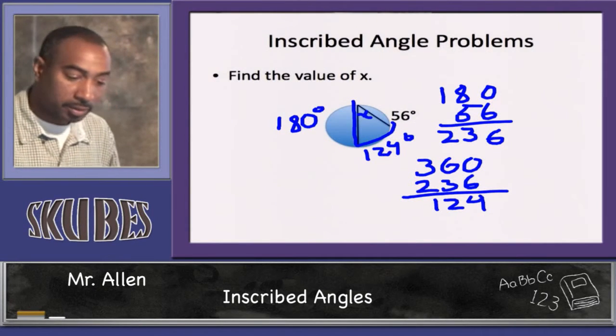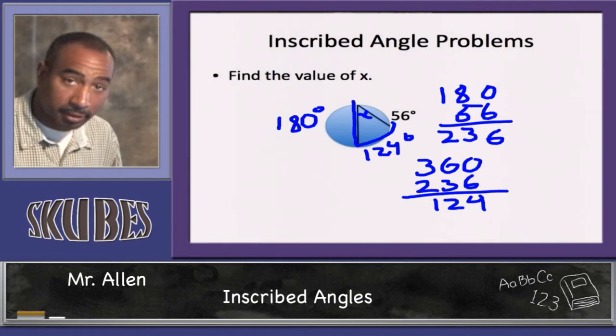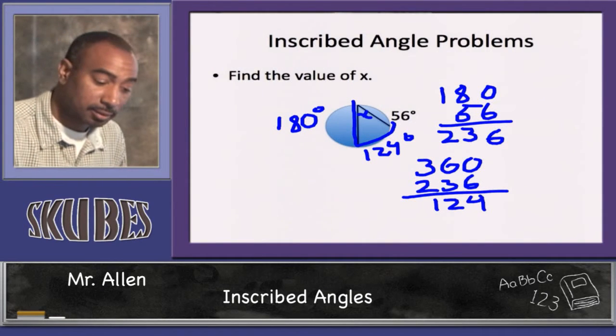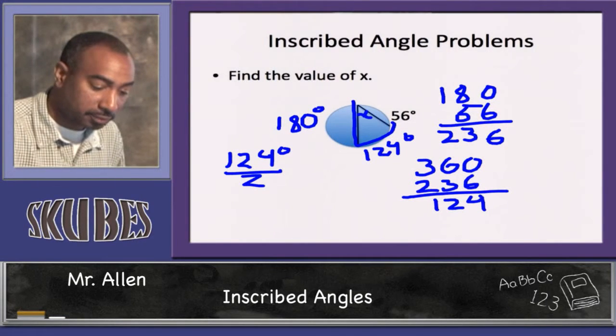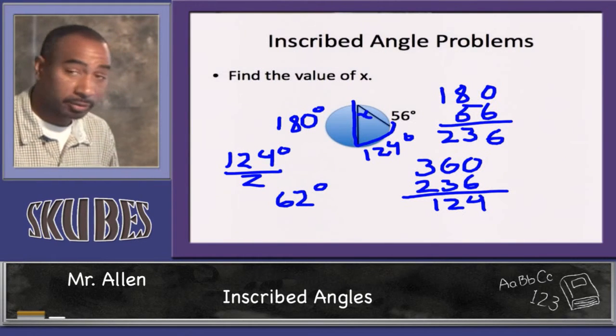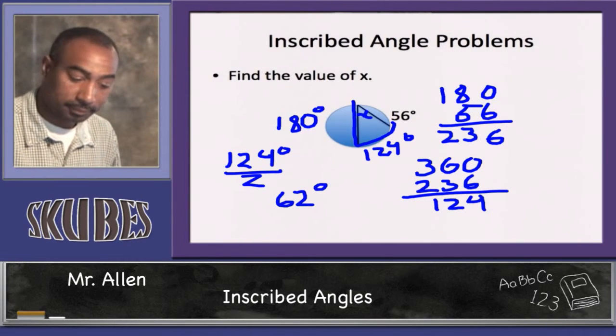But remember, the inscribed angle is half its intersecting arc. So you're going to take that and divide it by 2, which gives you 62 degrees. So x has a value of 62 degrees.